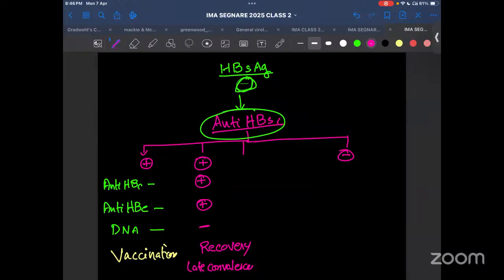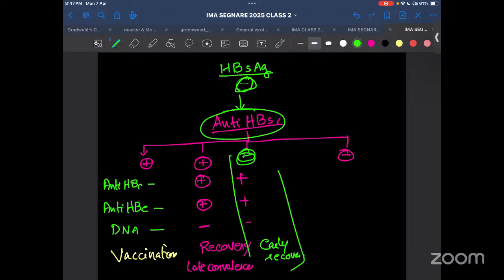Now coming to another scenario here. Sorry, I just made a mistake here. Anti-HBs is negative, anti-HBc positive, HBe positive, anti-HBe positive. Viral DNA can be negative. So this is actually early recovery. Early recovery is not much important.